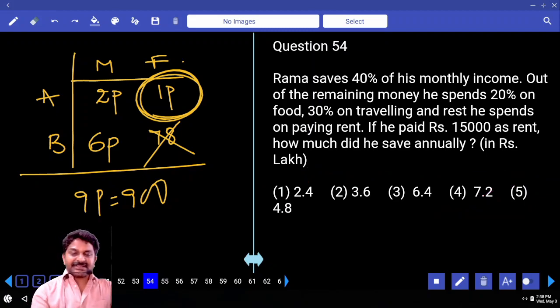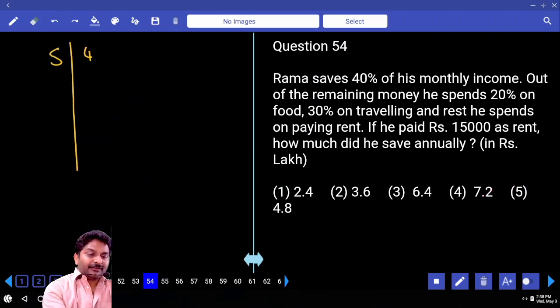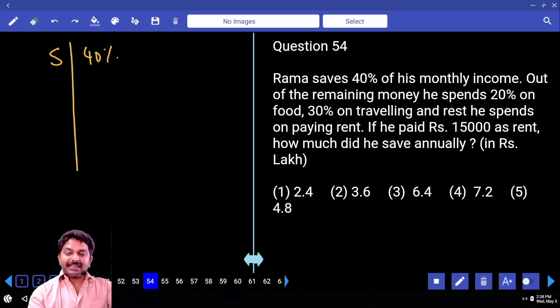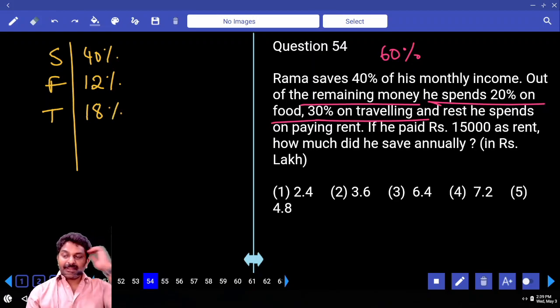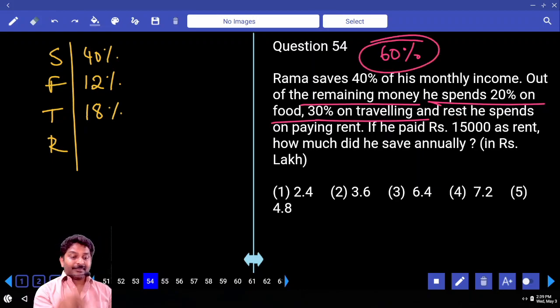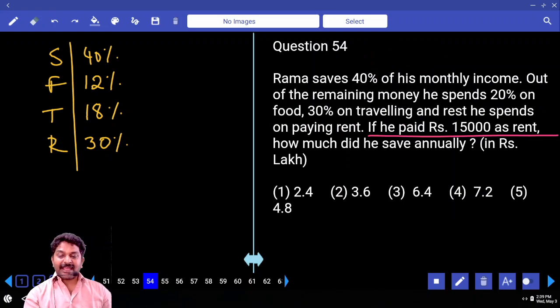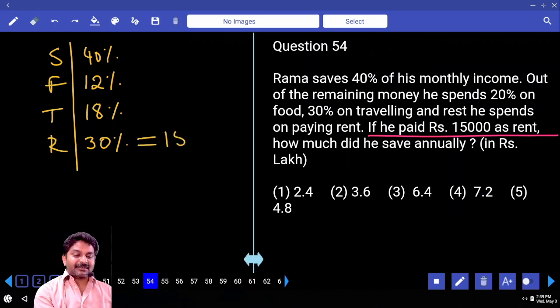Rama saves 40% of his income. Savings 40%. Out of the remaining salary, how much is remaining? Out of 60%, he spends 20% on food. 20% of 60, 12. 30% on traveling. And the rest he spends on paying rent. How much is over so far? 30. Out of 60, if 30 is over, the remaining is spent towards rent. If he paid 15,000 as rent, that means 30% is equal to 15,000 only.